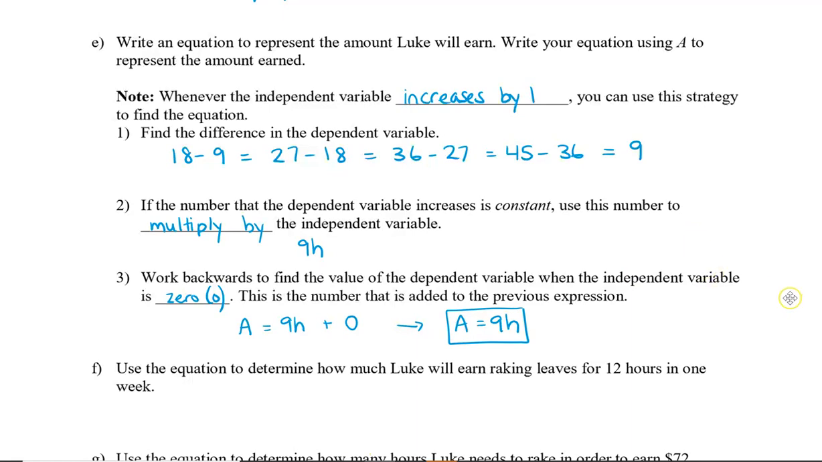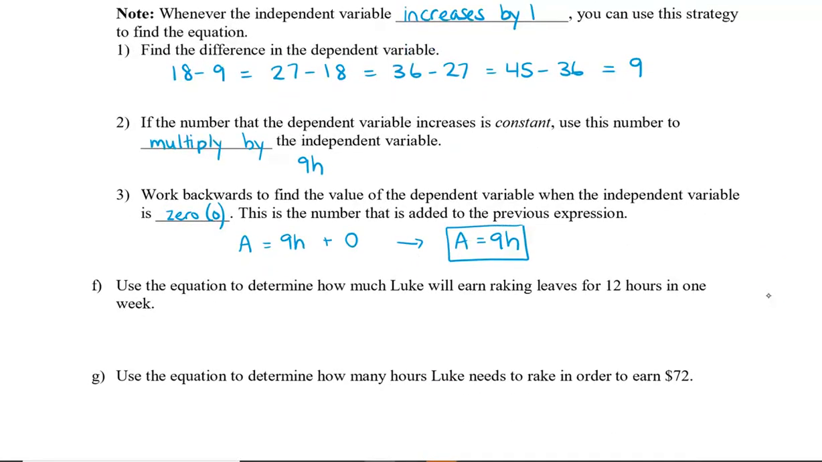Now that we have this equation, we can now determine how much Luke will earn given any number of hours. So this first one here is how much will he earn if he rakes leaves for 12 hours in 1 week. So our amount is equal to 9 times 12, and that will be $108.